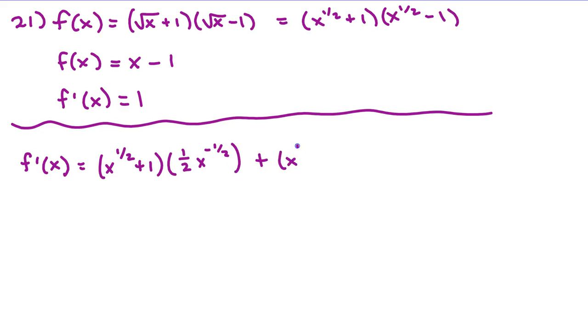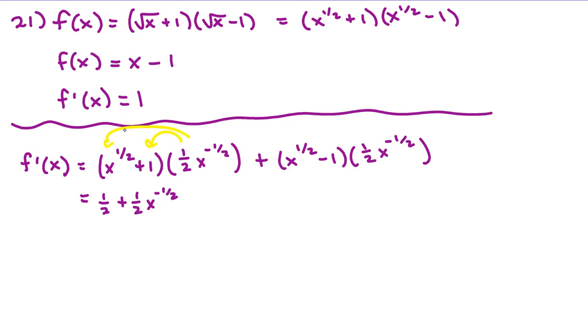Plus the second times the derivative of the first. Again, the derivative of x to the 1/2 is 1/2 x to the -1/2, and the derivative of +1 is 0. Now, to simplify this, I'm going to distribute. When I multiply 1/2 x to the -1/2 by x to the +1/2, I need to add the powers on x. So we get 1/2 times x to the 0. X to the 0 is just 1, so that is just 1/2. Plus 1/2 x to the -1/2 from doing the second part.